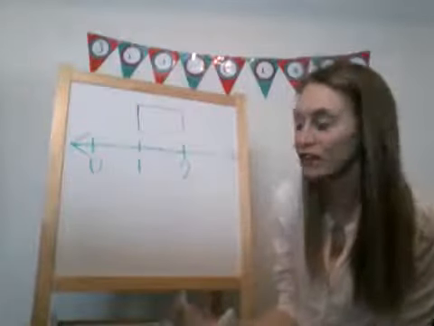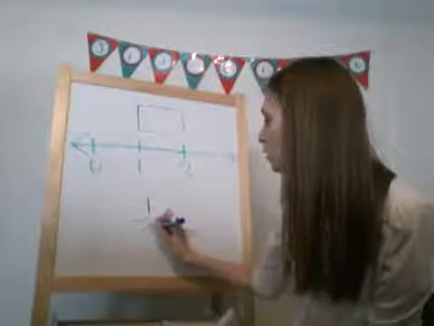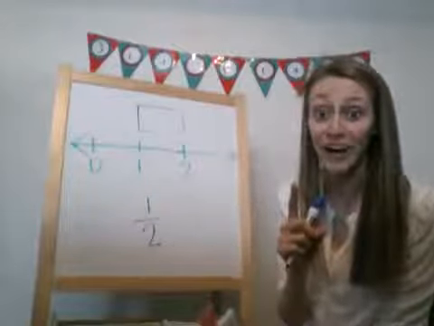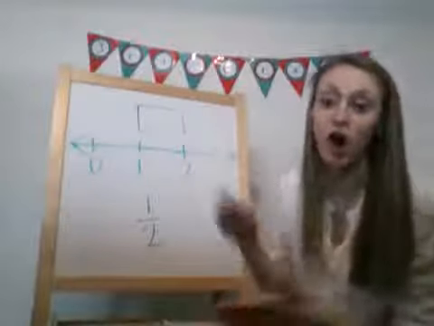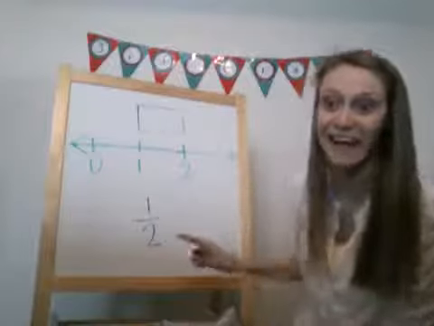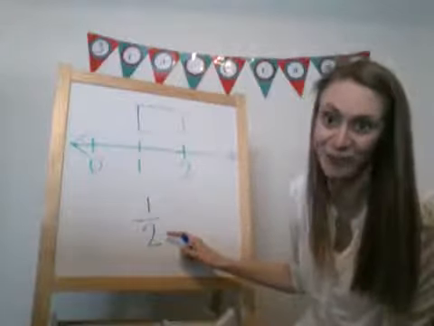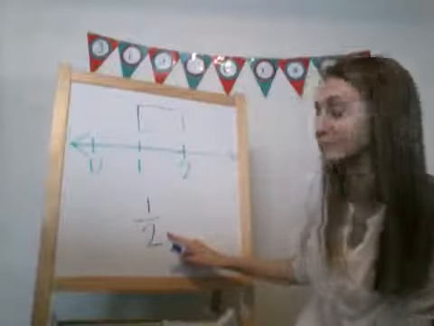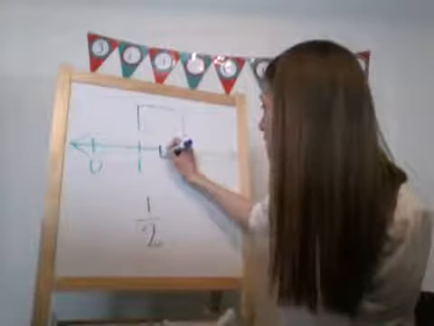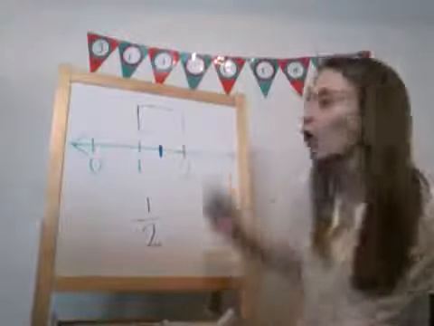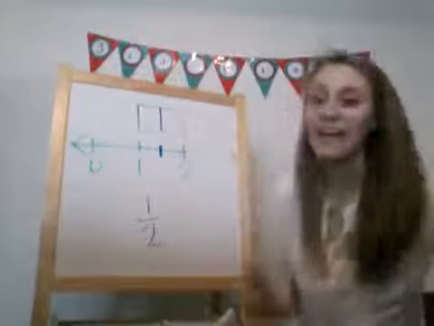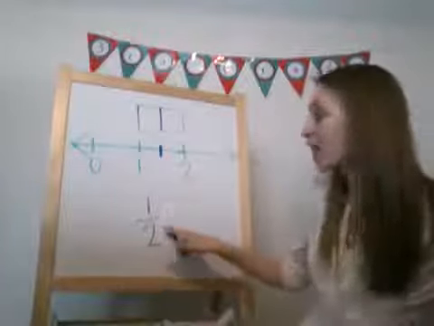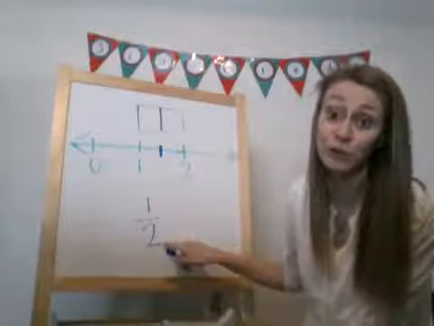Now, if I'm looking at the fraction 1/2, what that means is, remember, that first we want to split our whole into its equal parts, and that's what our denominator tells us, right? So our denominator is telling us that we want to split our whole into 2 equal parts. So I'm splitting my whole into 2 equal parts.